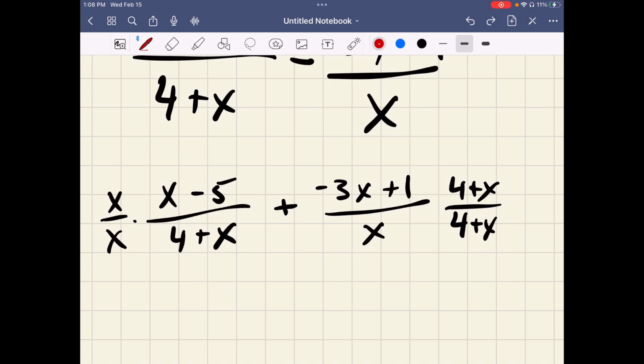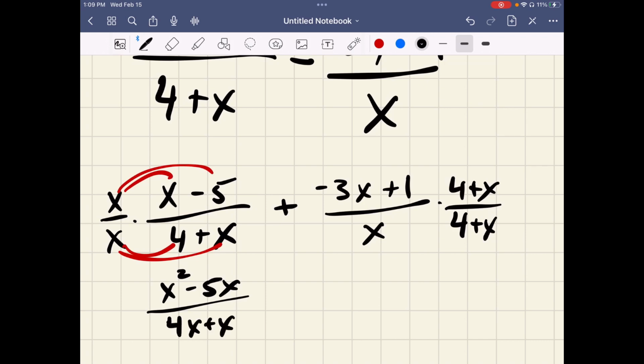So now I have to go through and apply all of my operations. For example, I'm going to take this x and distribute it out. Take this bottom x and distribute that one out as well. So what I have is x squared minus 5x over 4x plus x squared. All right, I'm going to do a similar idea to this one, distribute that out here. But on the top, I have to FOIL it out.